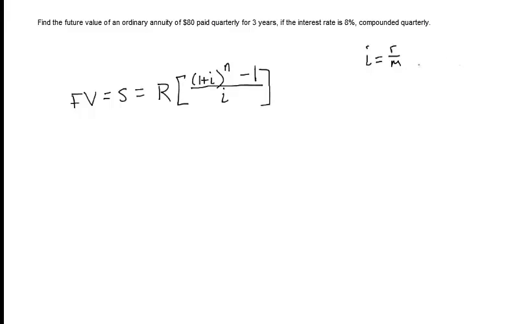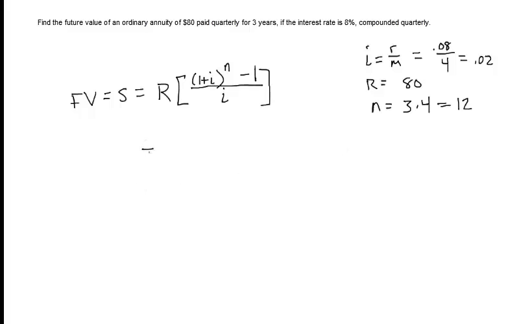So in our problem, R is equal to 0.08, and we're compounding quarterly, so M is equal to 4. So I is going to be 0.02. And R is our payment, so we have $80. And N is equal to the years, which is 3, times the compound. So we have 12 payments total that are going to be made. And now we have everything we need to plug into the formula.